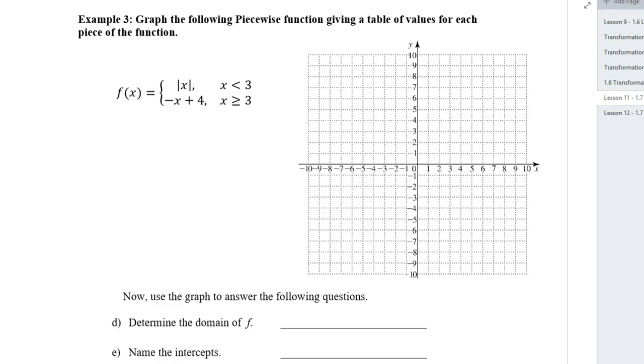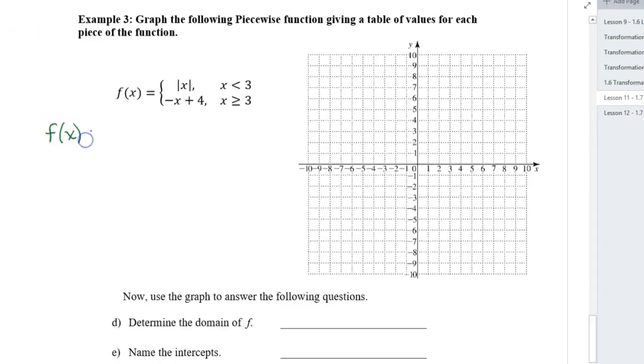Lesson 11, Example 3. In this video, we are going to graph f of x is equal to the absolute value of x if x is less than 3, and negative x plus 4 if x is greater than or equal to 3. So I'm going to set up two tables of values.